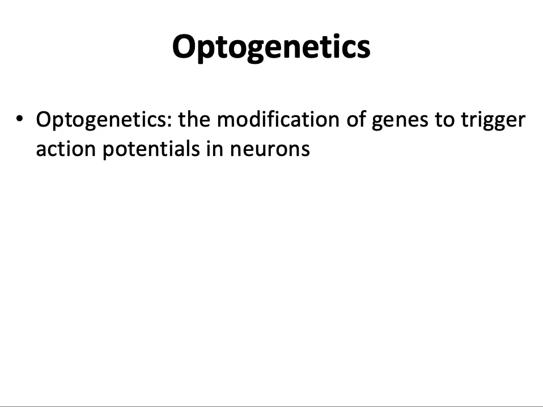And optogenetics. This is the modification of genes to trigger action potentials in neurons. This research technique provides precise control over when a neuron fires. These techniques allow researchers to show that activating or deactivating specific neurons causes changes in brain activity and behavior. And thus concludes Chapter 3, which is a pretty heavy chapter full of a lot of serious science.